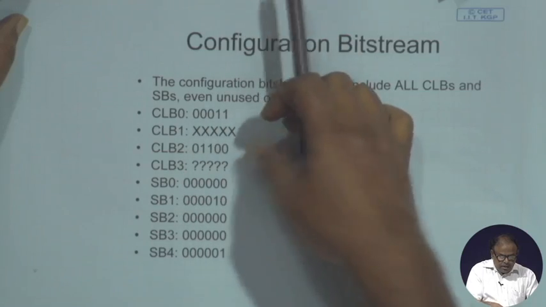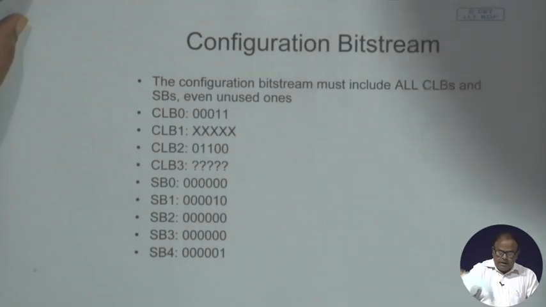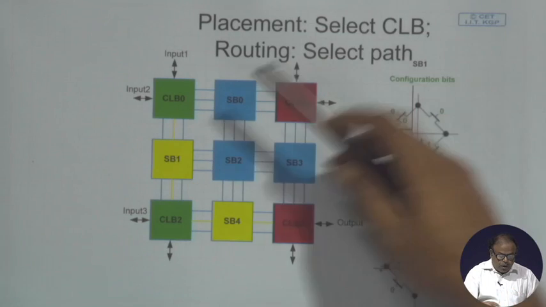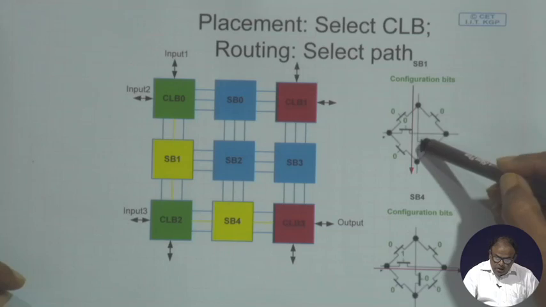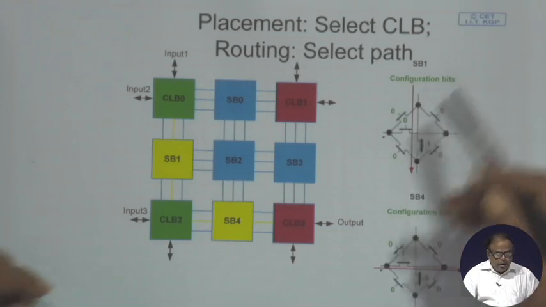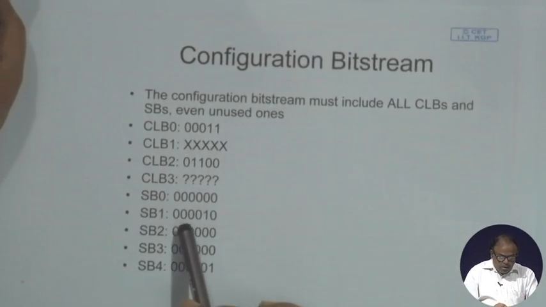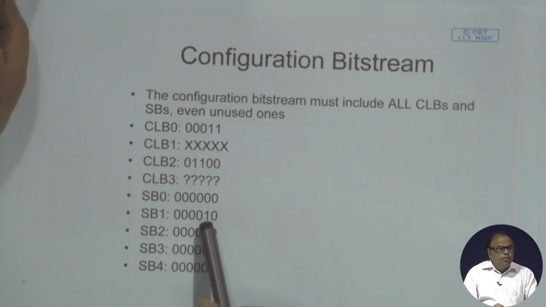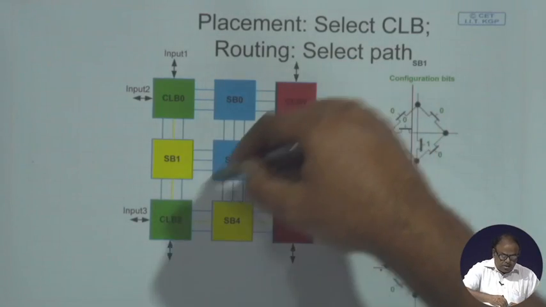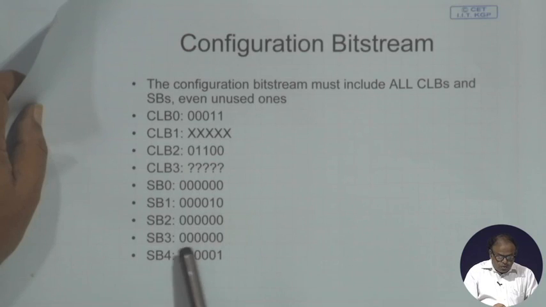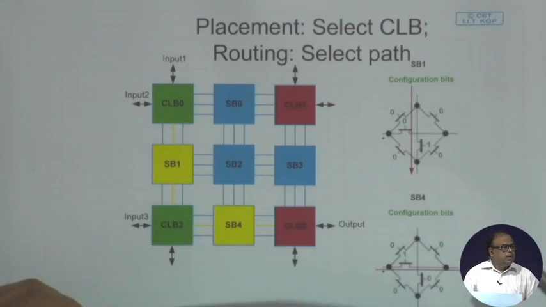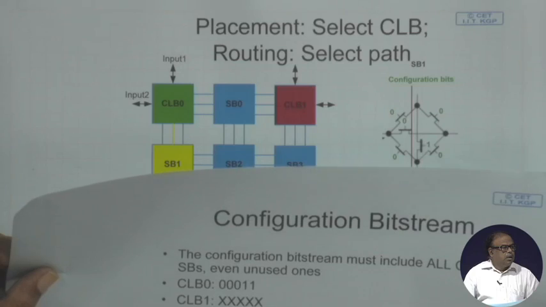And which switch box am I needing here? I am needing switch box 1. Switch box 1 will require only this bit to be 1 and all others to be 0. Therefore, switch box 1 will be all zeros except this particular bit being 1. That is the programming of switch box 1. On the other hand, these switch boxes are not active, so they are all zeros. You can see switch box 0, switch box 2, switch box 3 are all 0.